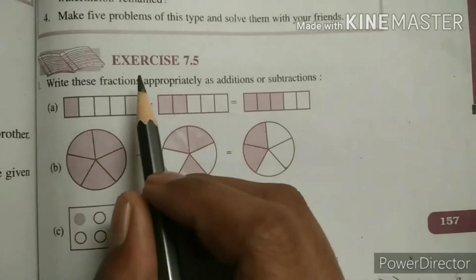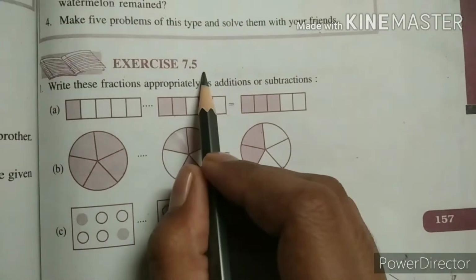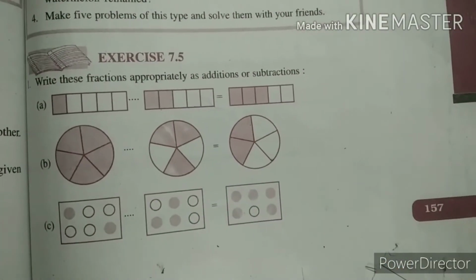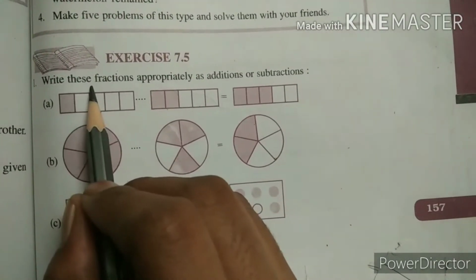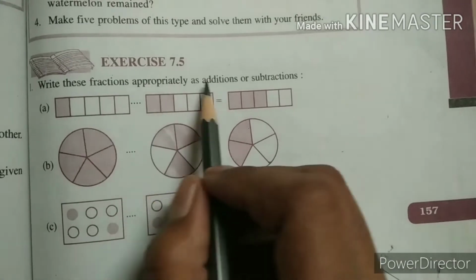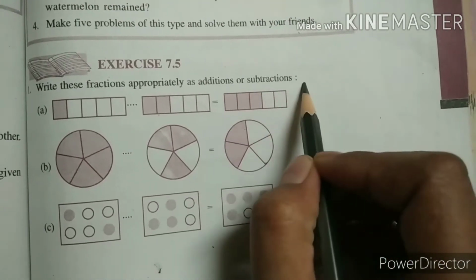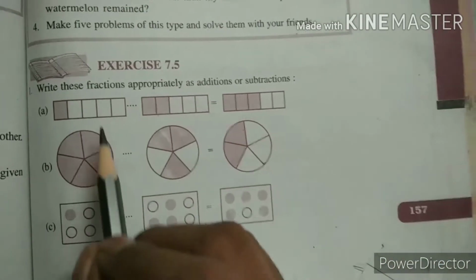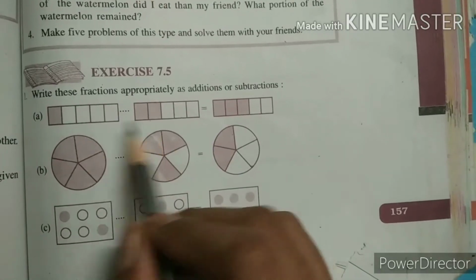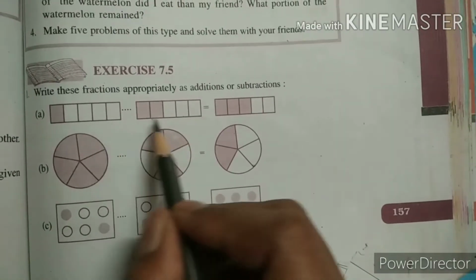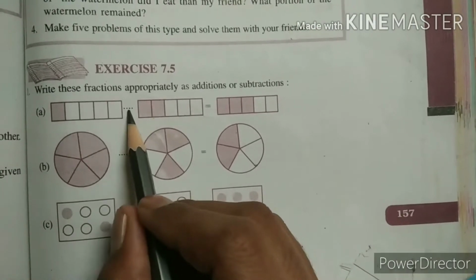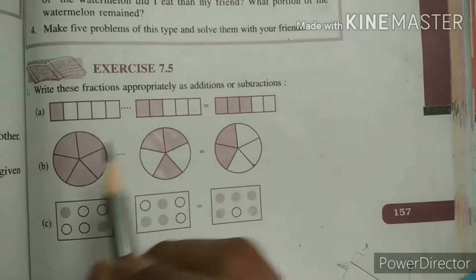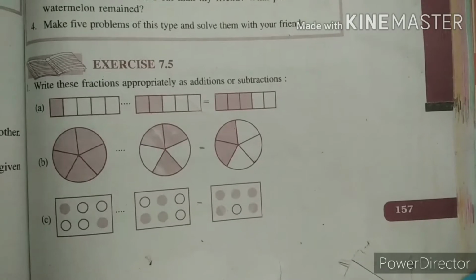In this video we will begin exercise 7.5 of class 6th. Its first question is: write these fractions appropriately as addition or subtraction. It means after doing the addition or subtraction, what will be the result? Okay, so is it the addition or is it the subtraction? That we have to check.